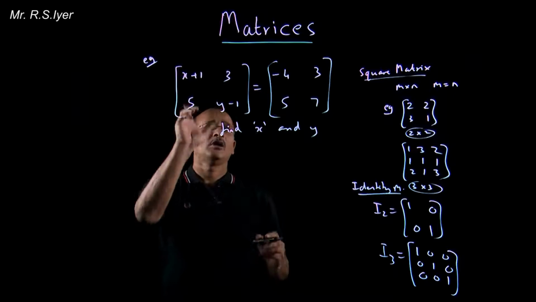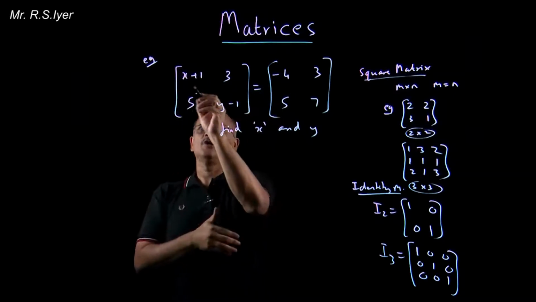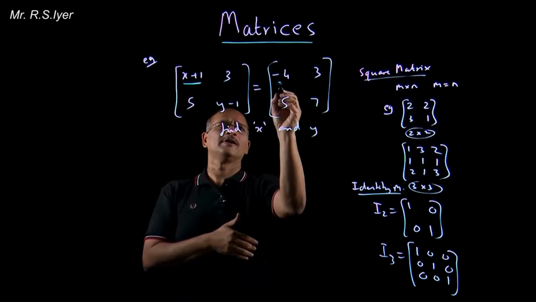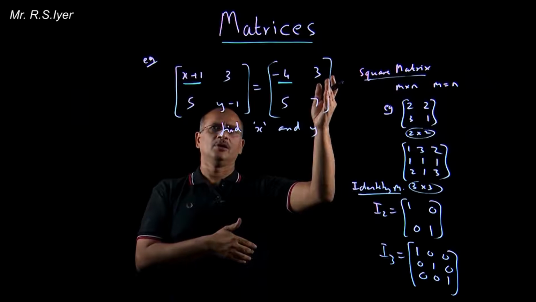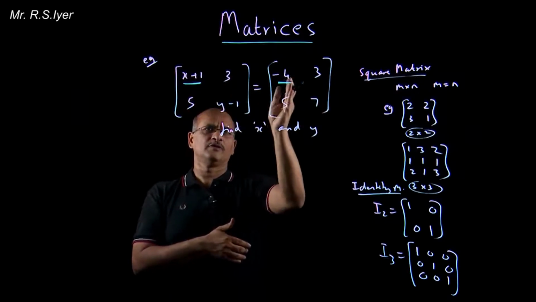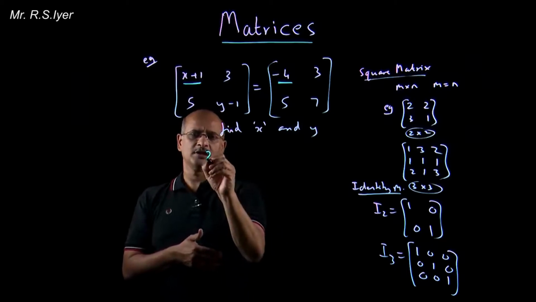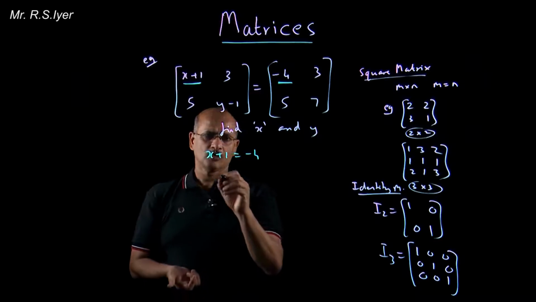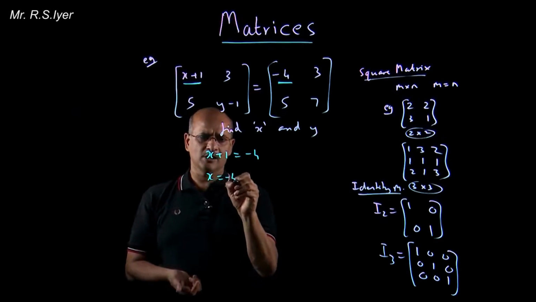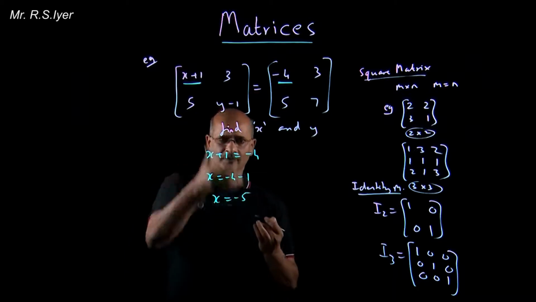Let us begin. As I said, in a matrix every position of the elements is important. So the first element will always work with the first. It will not go and take the second. Keep that in mind. First will go with first. Now as I want x, the first condition says x plus 1 is equal to minus 4. So x equals minus 4 minus 1, so x is nothing but minus 5.